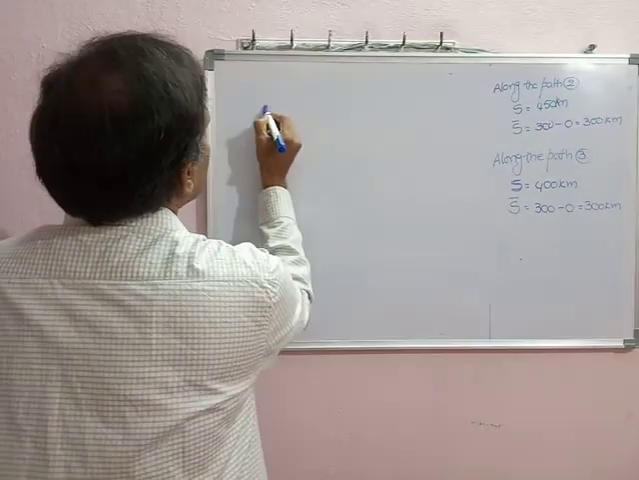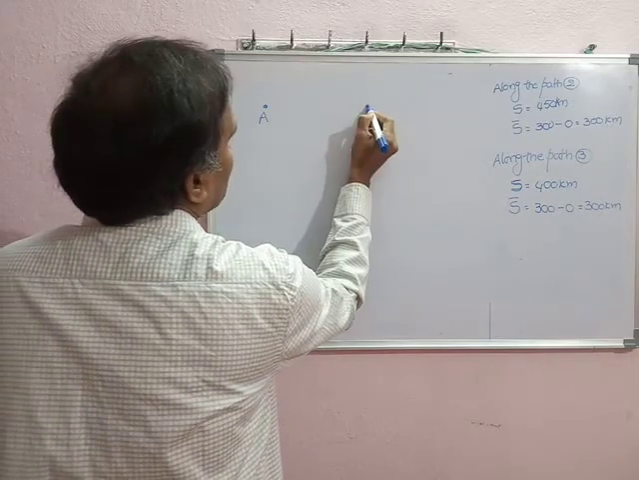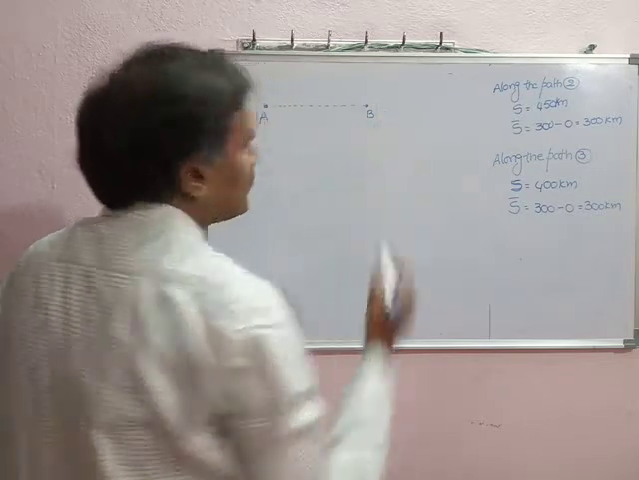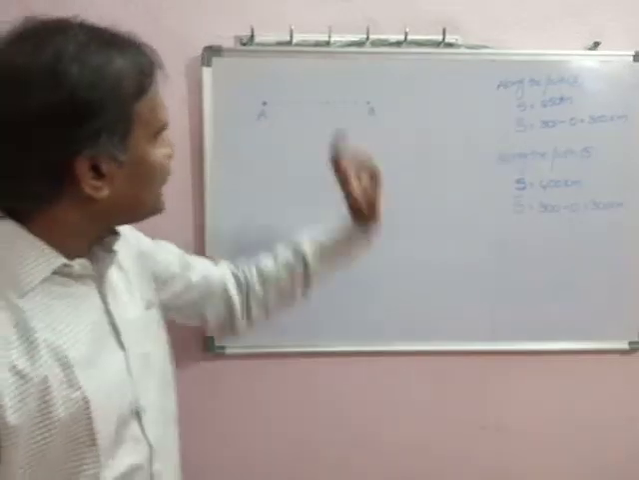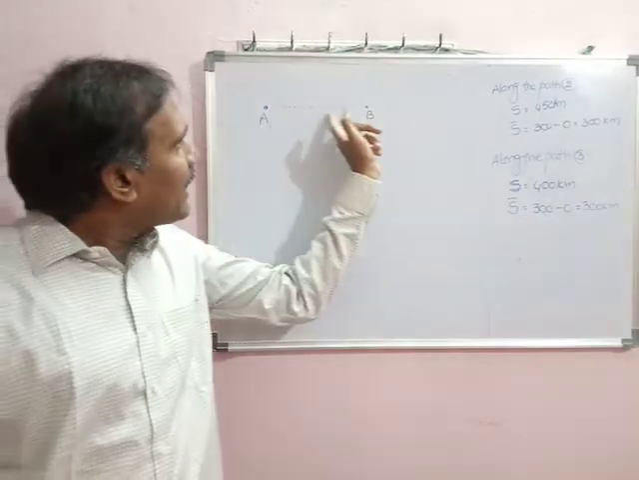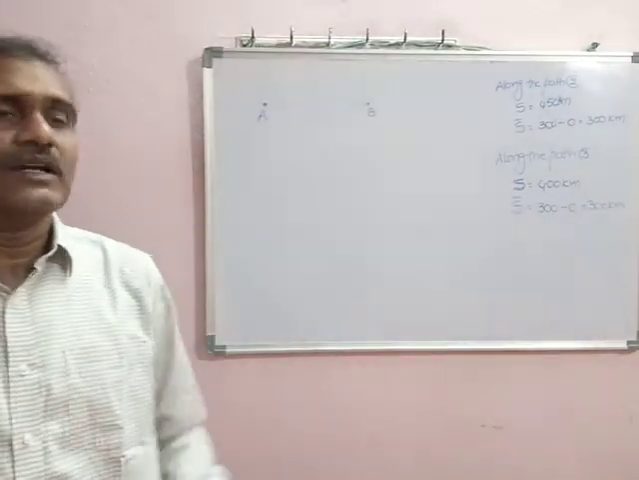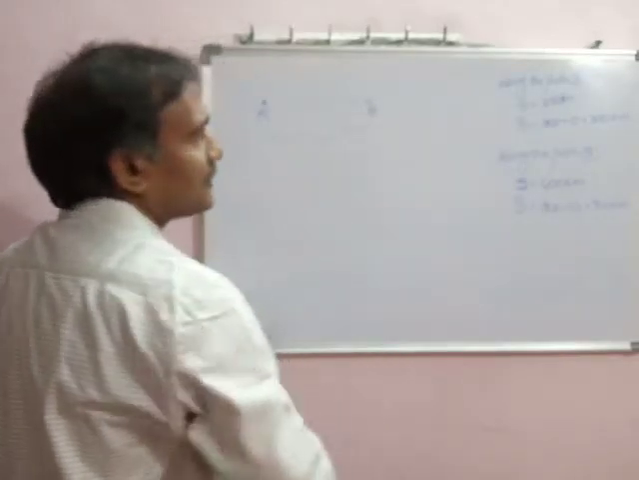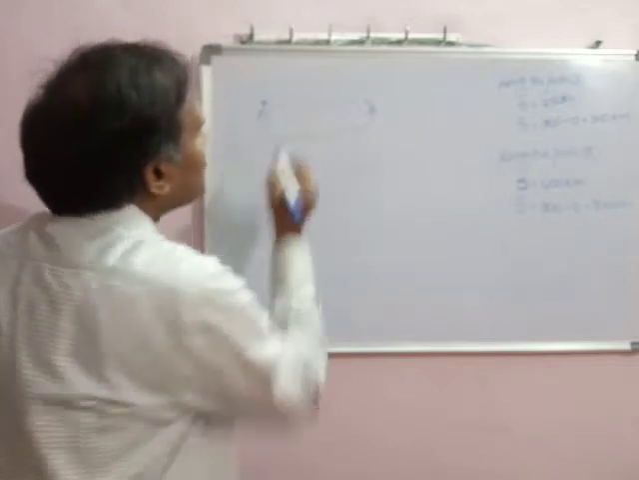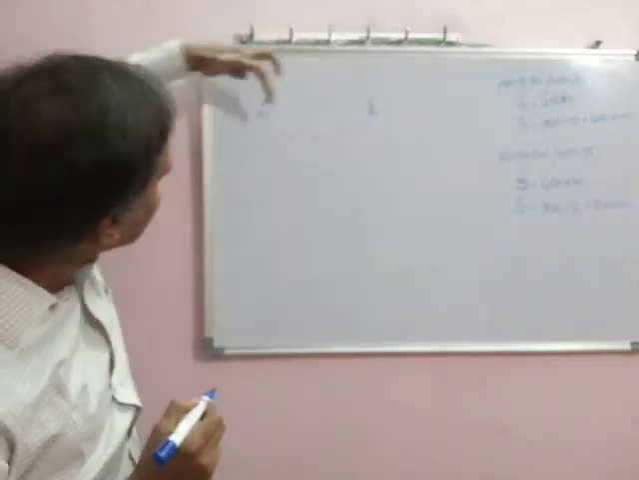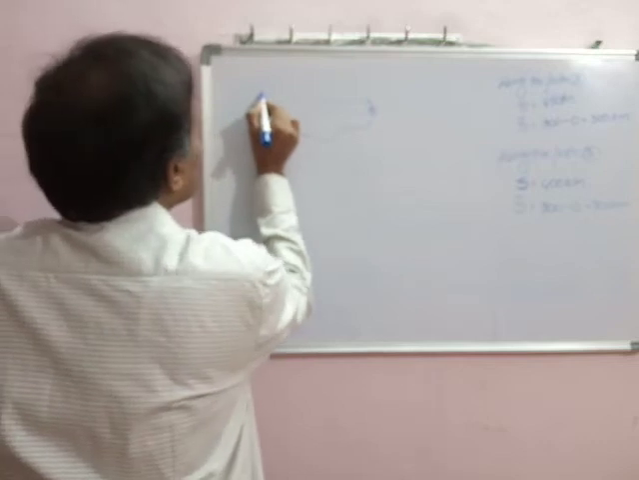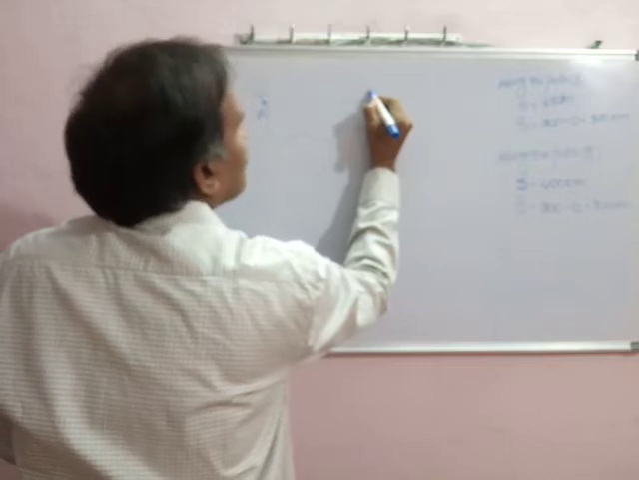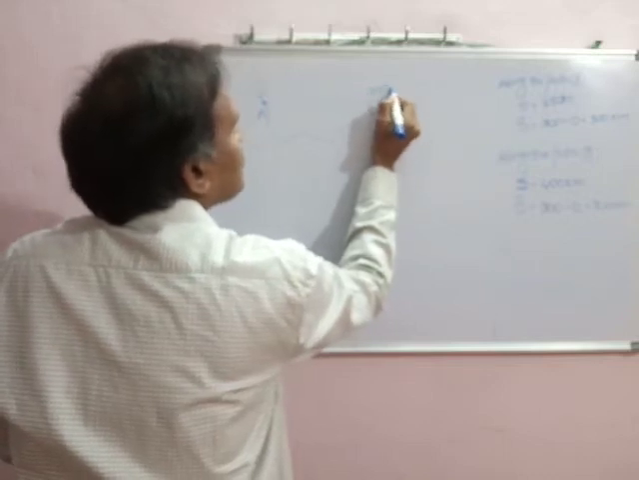Okay, here are the two stations A and B. There is no road in between the two stations A and B. Along this line, there is no road. Here the road exists in this manner. But when you join these two points with a straight line, its position is 0 kilometers and its position is 10 kilometers.